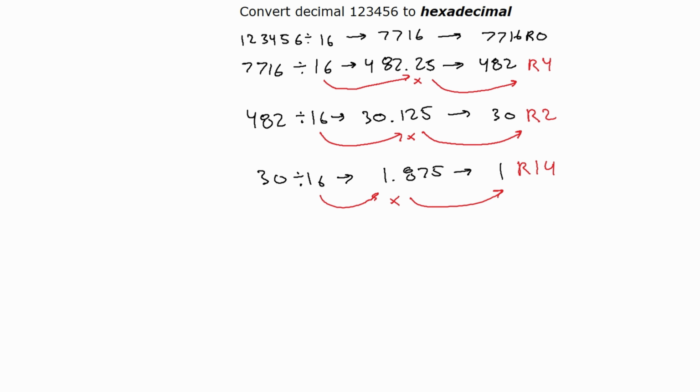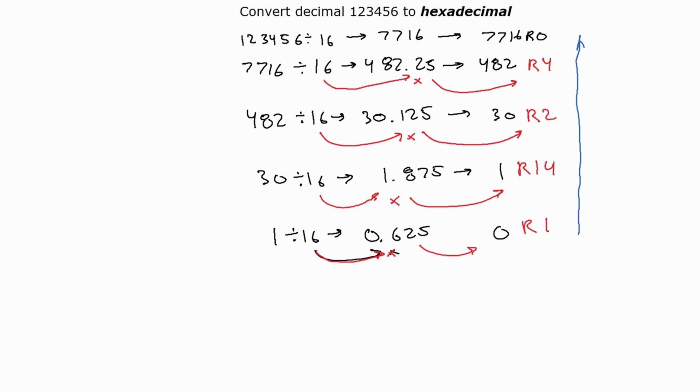Now, we are going to take the 1 and divide it by 16. This will give us 0.625. We're going to take the 16 and multiply it by the 0.625. This should be in red. And then, if we do that, we are going to get 0 with a remainder of 1. And just as previously, we're going to be reading from bottom to top.